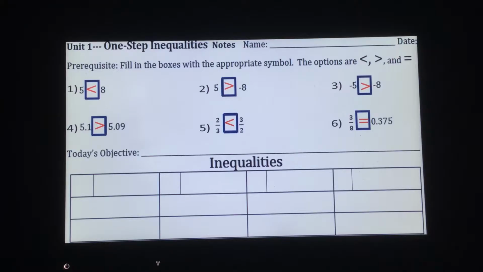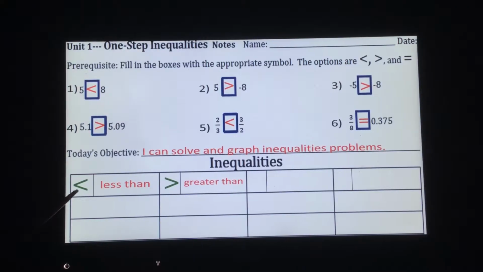So what we're going to be doing today, again, I already said this, but now you can write it down: I can solve and graph inequality problems. Now we have 4 different inequality symbols. We have this one, we call this one less than. We have this one, we call it greater than. If you look over here, this symbol, if you squint a little bit, looks like an L. So this one goes with less than. The other one doesn't look like an L, so it's greater than. That's how I help students to remember.